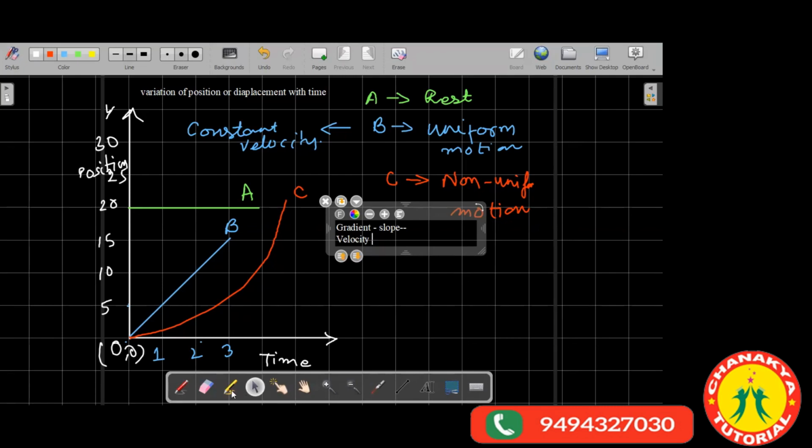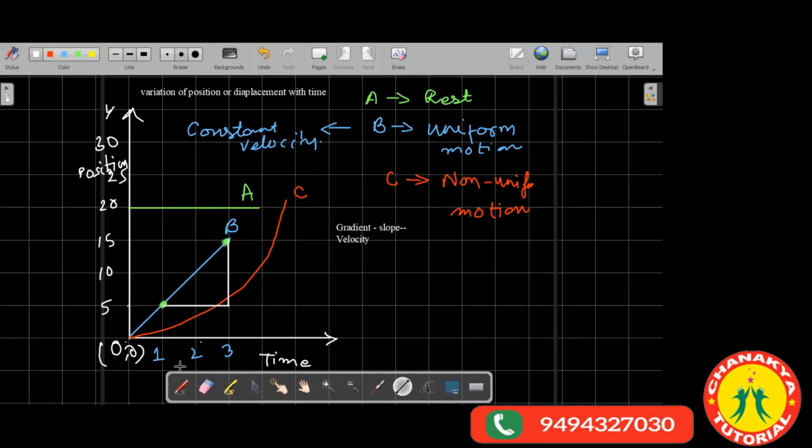So for example, suppose I want to find the velocity for this graph P. So I consider any 2 points on this graph. Let's say I consider this point and this point B itself. Okay. So I complete a right angled triangle here to find out the gradient. So this is our right angled triangle. Now in this right angled triangle, we find out the opposite, that is the perpendicular, divided by base, that gives us the gradient.